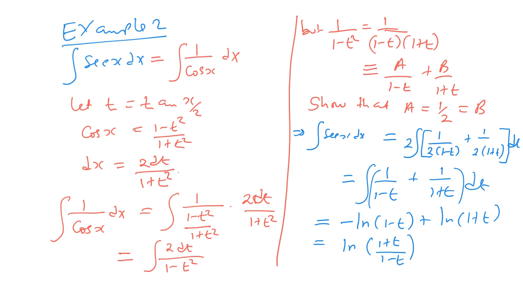So we can write that therefore the integral of sec x dx takes us to natural logarithm of (1 plus tan x over 2) over (1 minus tan x over 2), and then we are done. That's the integral of sec x. So just something like that.